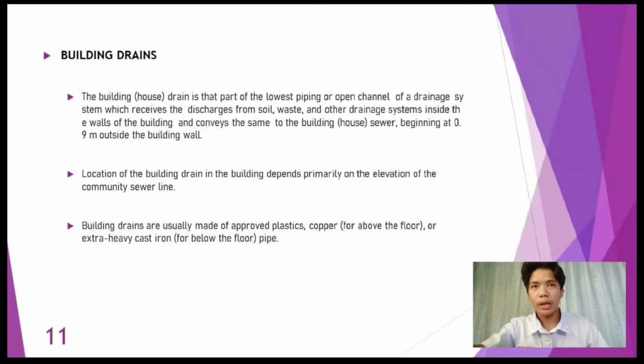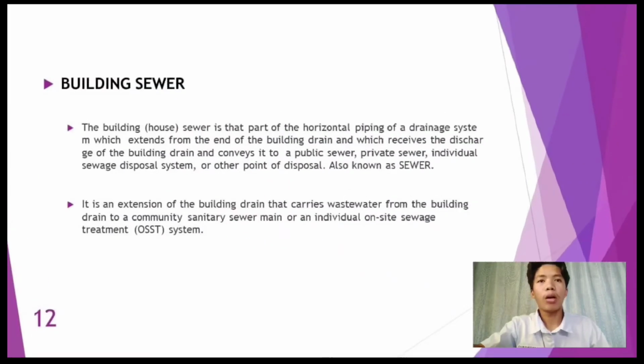So next is building sewer. A building house sewer is a part of horizontal piping of the drainage system which extends from the building drain and receives and discharges a building drain and conveys to the public sewer. So private sewer, ayun. Yung building sewer naman parang ano lang din siya, building drains, pero nakahiwalay siya sa building drains. Kasi nga yung mga building sewer na to, ito yung mga nahati-hati na. So yung building drains, medyo malinis na yung tubig dito. So sa building sewer naman, ito yung mga nakuhang dumi sa sanitary drainage.